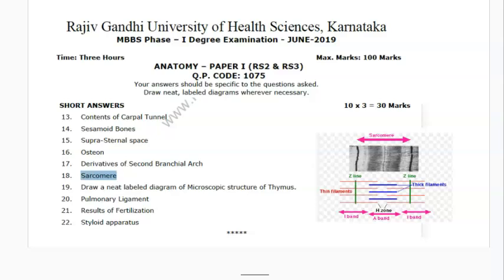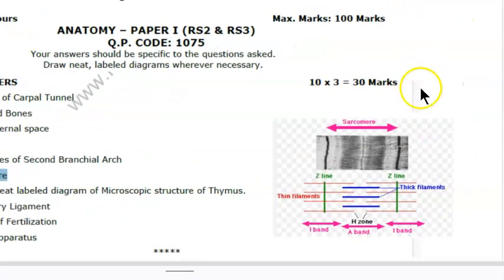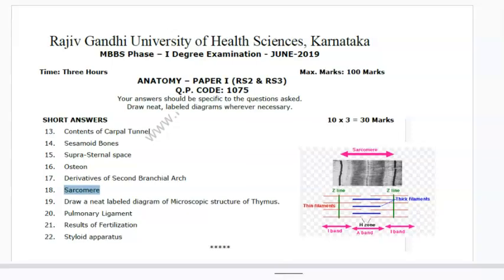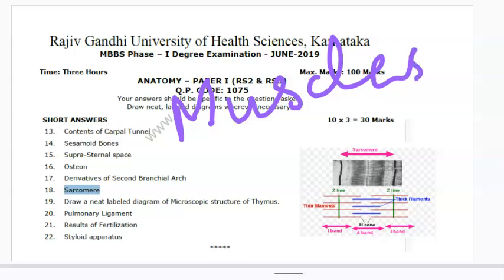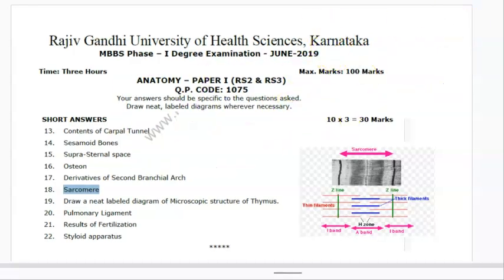Hello people, in this video we look at this general anatomy question, sarcomere. It has been asked for only 3 marks, so I think they want you to draw the diagram of the sarcomere and also explain it in 2-3 lines. This topic comes under muscles, so it is a very general thing, so we will put it under general anatomy. This is one of the previous year questions for anatomy.